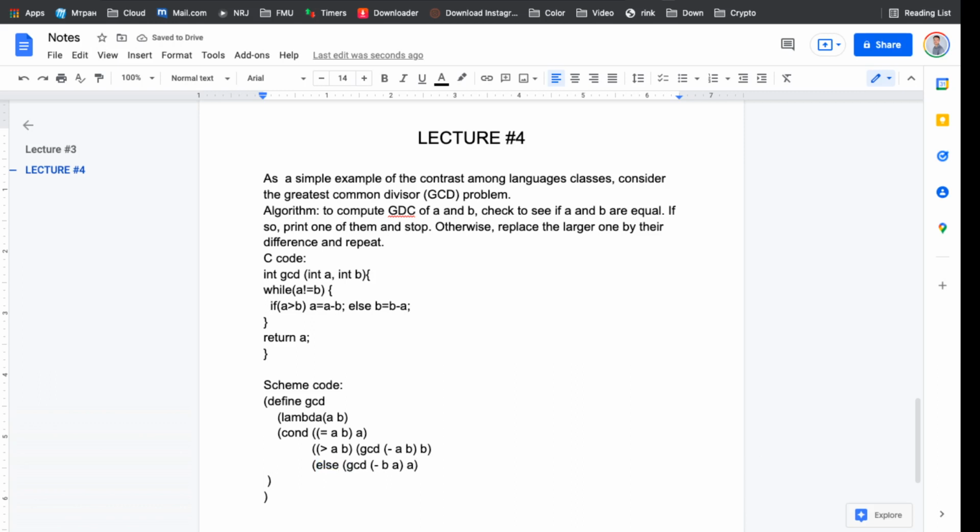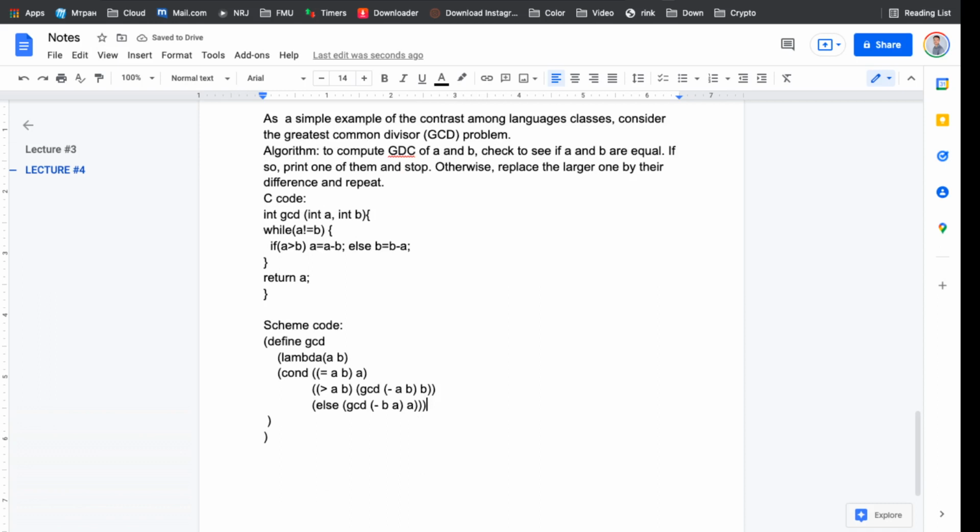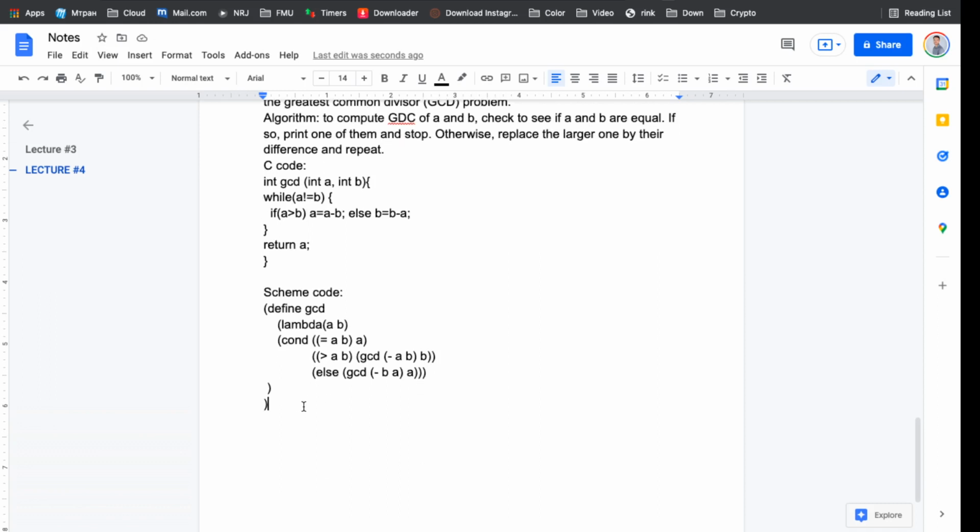Now, how many parentheses here? I think at the end we should have 5. One, two, three, done, like this, 5. Moving on. So that's the code in Scheme.